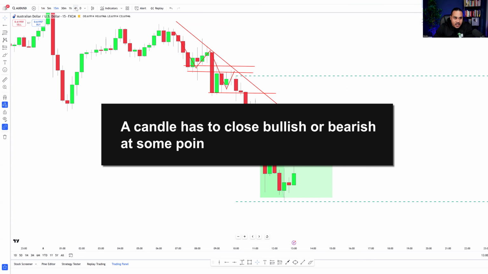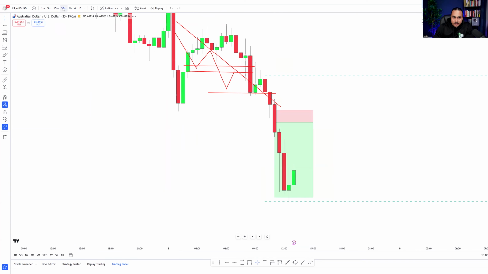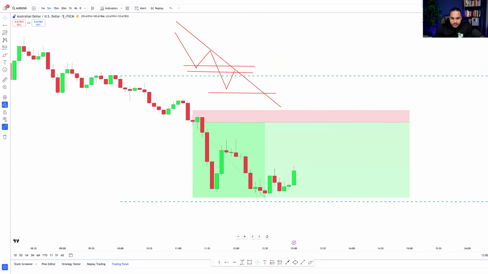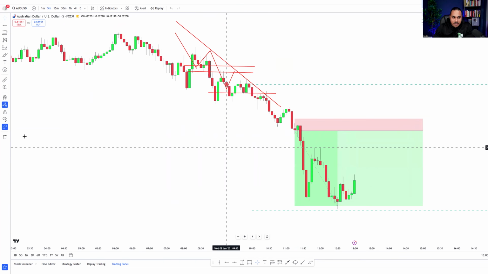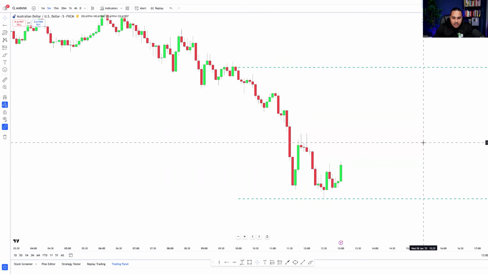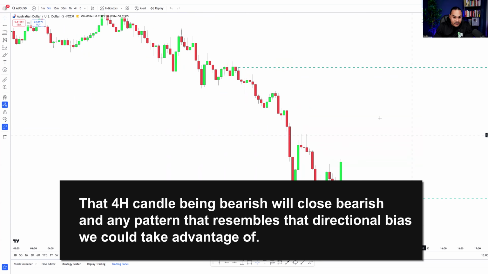That being said, our focus right now is one 4H candle. So we've looked at the hourly, we've looked at the 30-minute. Well, no, we haven't. We've looked at the 15-minute. What if we want to go down to the 5-minute? We'll take a look at this. Isn't it the same thing? All we have to do is look for supporting evidence that the 4H candle being bearish will close bearish, and any pattern that resembles that directional bias we could take advantage of.